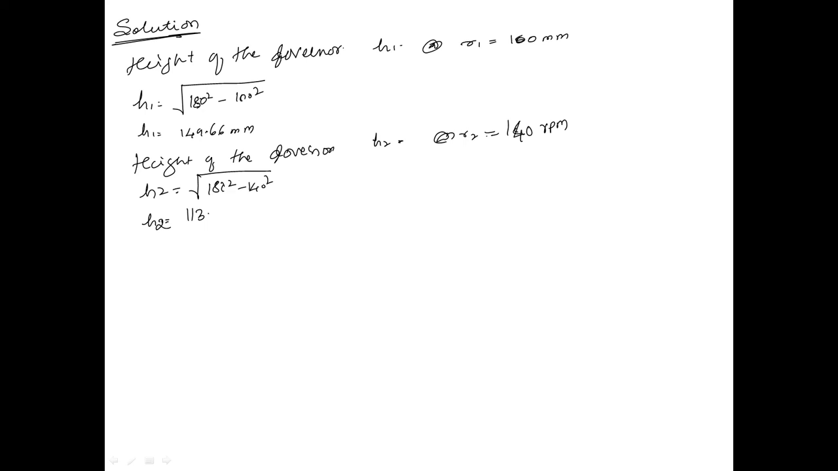113.17 mm. Okay. Now, the thing is that first you need to determine the range of the speed. Okay, and also find the coefficient of insensitiveness if the friction at the sleeve is 15 Newton. Okay, range of speed has to be calculated without consideration of friction.